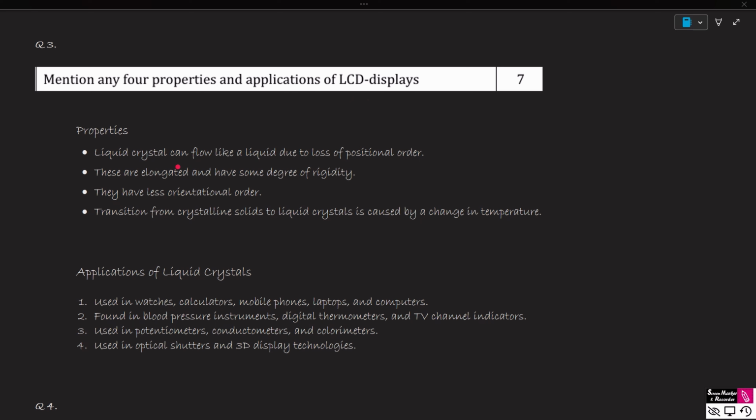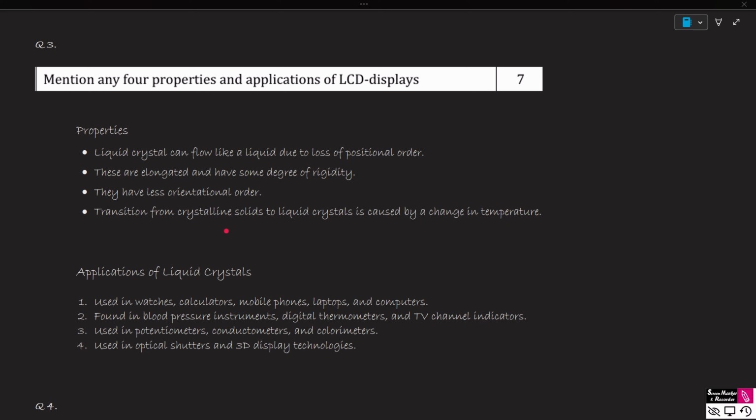Liquid crystal can flow like a liquid due to loss of positional order. These are elongated and have some degree of rigidity. They have less orientational order.